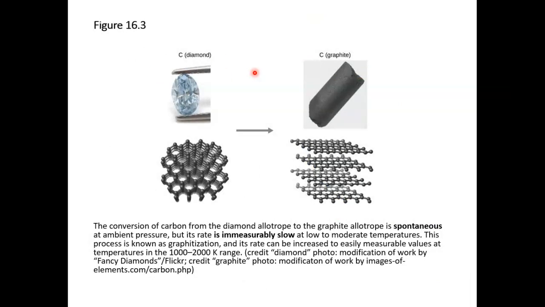Diamonds can turn into this other kind of carbon called graphite. That's spontaneous if the conditions are right. You've got to have the right conditions. Usually it means very, very high heat, 1,000 to 2,000 Kelvin. But that's a spontaneous process.